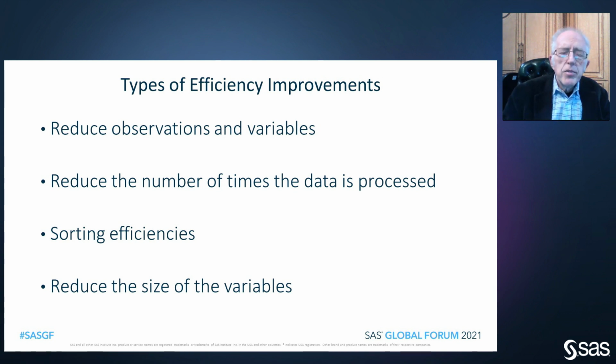Now, there are a couple different types of efficiency improvements. We can use fewer observations and variables. We can reduce the number of times the data is processed. There are a lot of sorting efficiencies that we can use, and we can reduce the size of the variables. And all of these things can contribute, and when we contribute to all these things together, then we get programs that can really run more efficiently. And on a personal basis, it can definitely help our careers. We can get things done more quickly. We can be more efficient and use fewer resources.